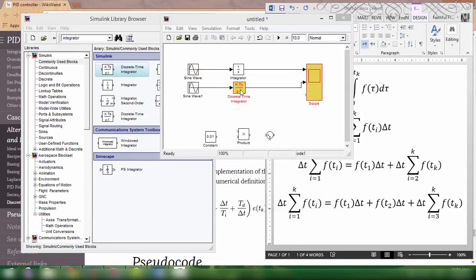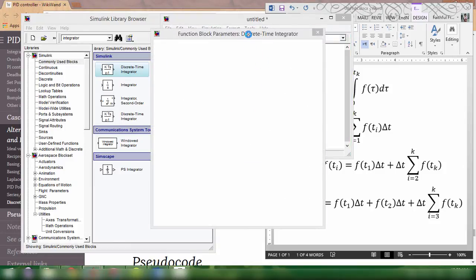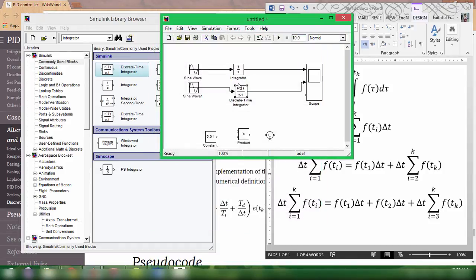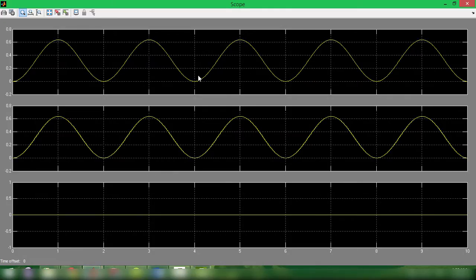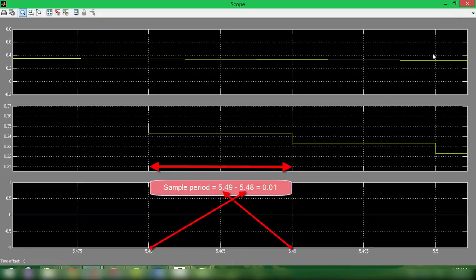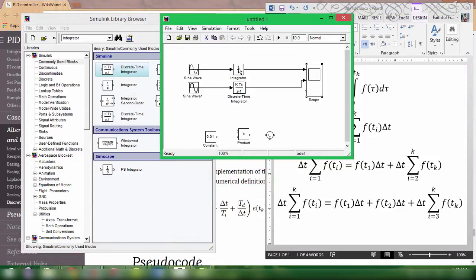We need to specify the sample time in here too. The sample time is 0.01, as it is a discrete time block. As you can see, both of the plots are almost similar, and there are some tiny differences which can be seen when we zoom in a little. For the first one, you can see that it is continuous, but for the second plot, it's clear that it is discrete. That's logical, because for the first integration, we used only continuous time integration.